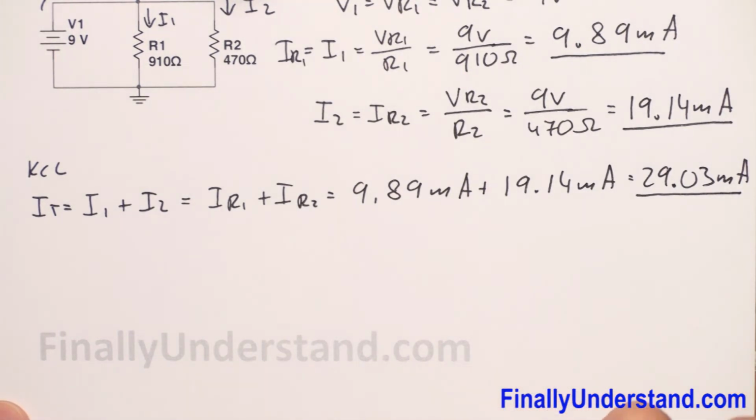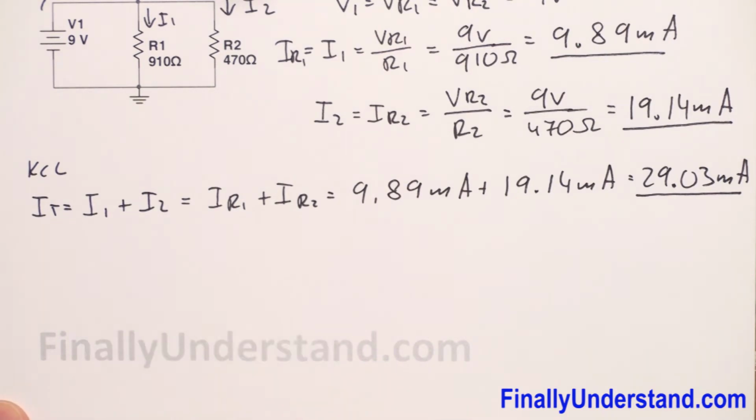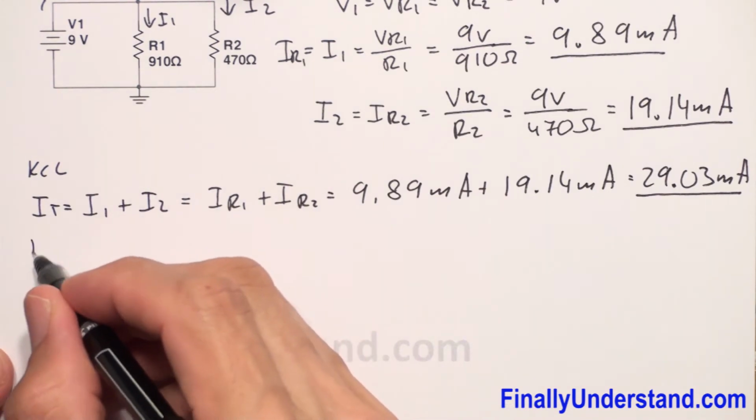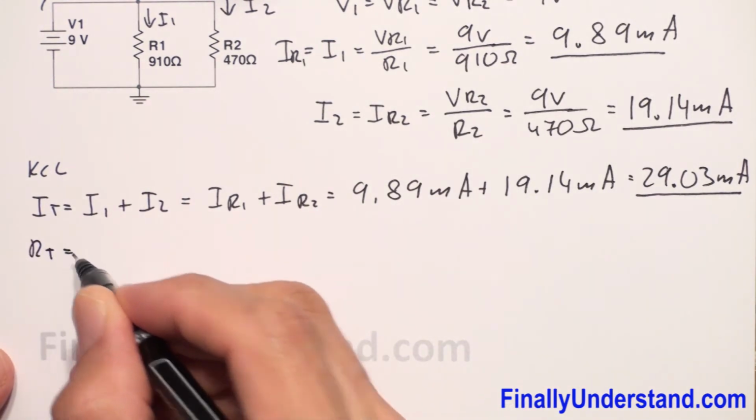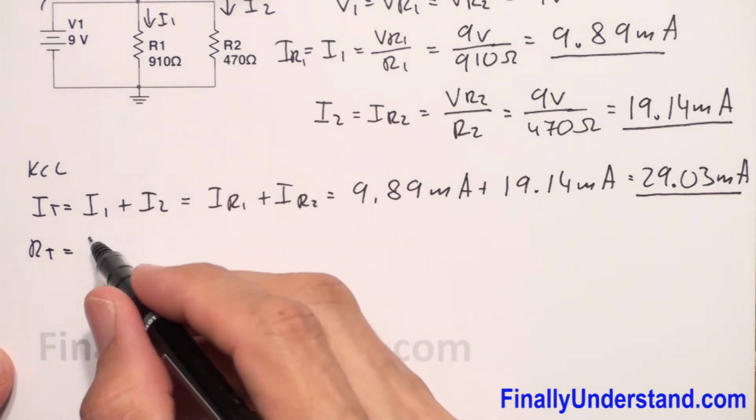But let's say we want to verify if our answers are correct. Sometimes someone can ask, how do I know that whatever I did is correct? Simply find R total, the total resistance. We have two resistors, that's why I'm going to use product over the sum.